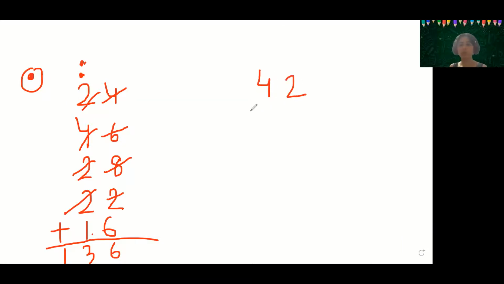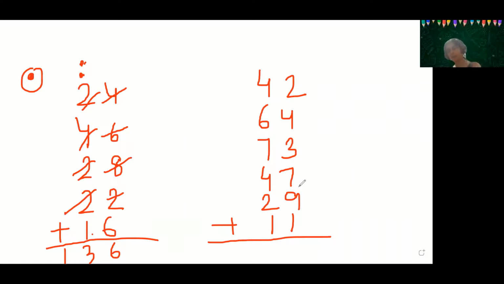4, 2, 6, 4, 7, 3, 4, 7, 2, 9, 1, 1. So first of all, we need to check here whether we are getting 10. Let us see the combination. If you know the friends, direct friends, you can cut them and write the dot. 3 and 7 is 10. Put the dot immediately. 9 and 1 is 10. Put the dot immediately. For every 10, 1 dot.